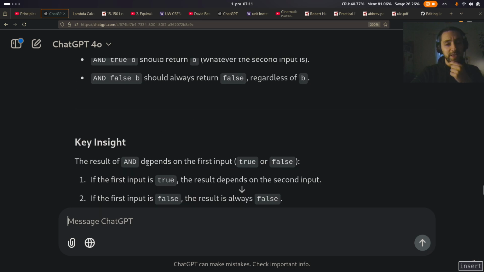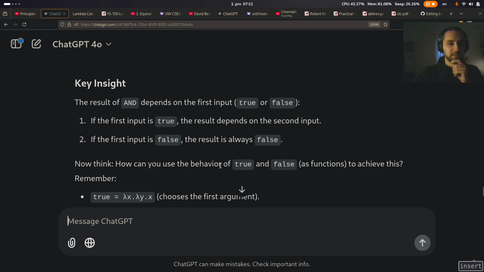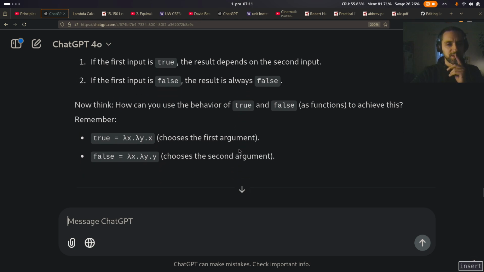So the result of AND depends on the first input, true or false. If the first input is true, the result depends on the second input. If the first input is false, the result is always false. Now think, how can you use the behavior of true and false as functions to achieve this? Remember, lambda x, well, true.